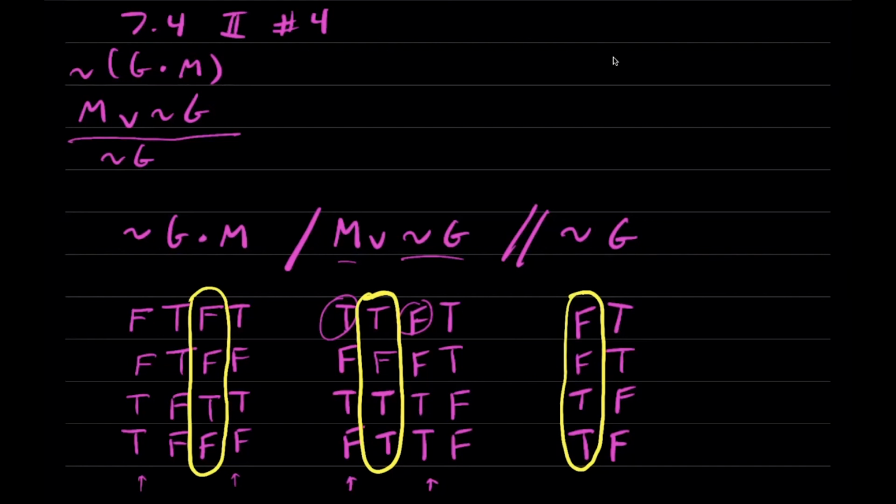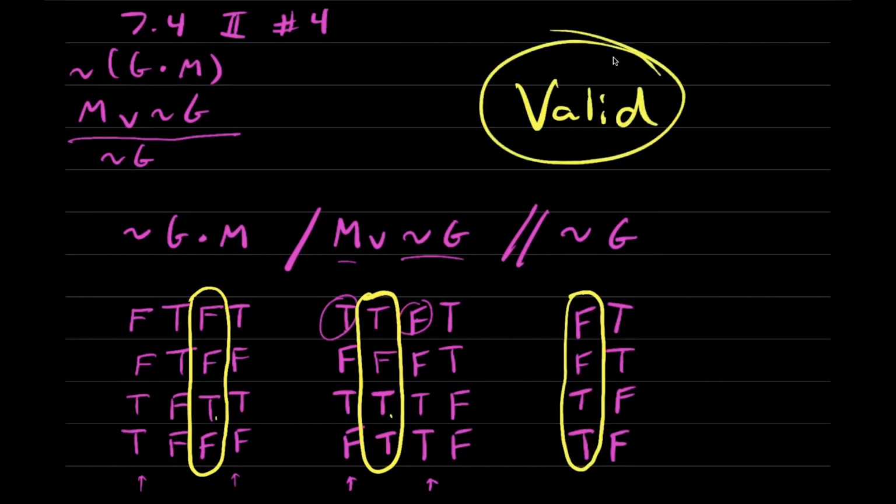In the first row, both the premises aren't true. We've got false and true. In the next row, both premises aren't true. In the third row, both premises are true, but the conclusion is true. And in the last row, both premises aren't true. So there is no row where the premises are both true and the conclusion is false. That means this argument is valid, because there's no row where the premises are true and the conclusion is false. In other words, it's impossible for the premises to be true and the conclusion to be false. That means the conclusion follows from the premises by necessity.